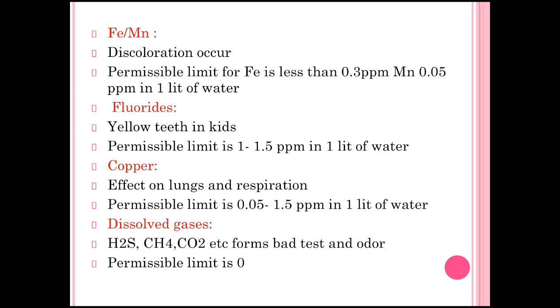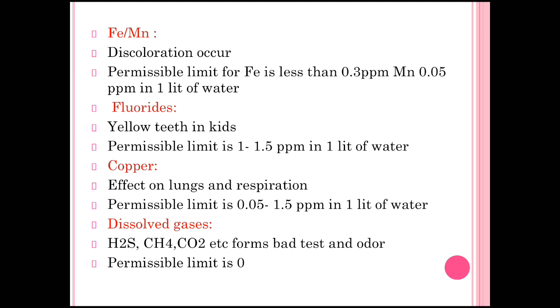Now the next one is fluorides. Whenever fluorides are present in water, yellow teeth occur in kids, only in kids, not in adults. The permissible limit is 1 to 1.5 ppm in 1 liter of water. The next one is copper. It directly affects the lungs and respiratory system, so the permissible limit of copper is 0.05 to 1.5 ppm in 1 liter of water.